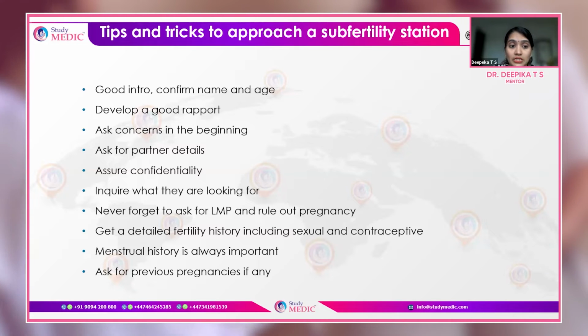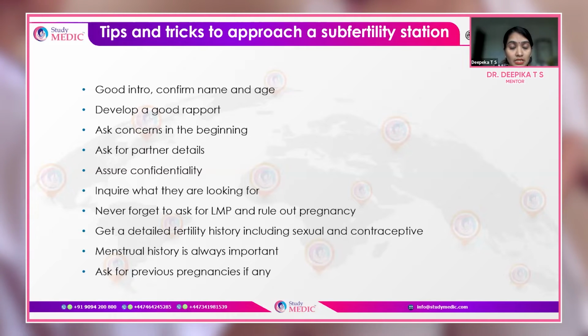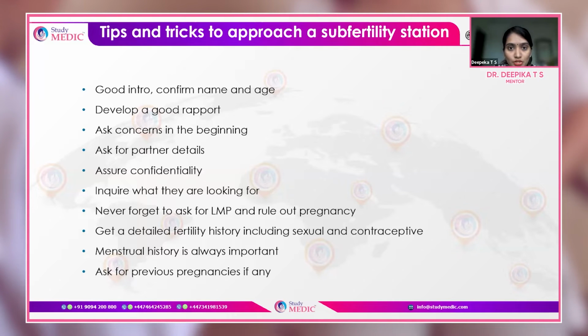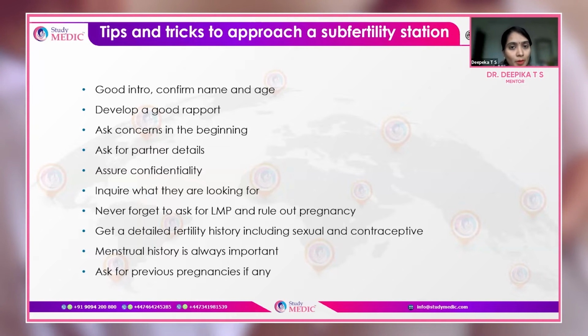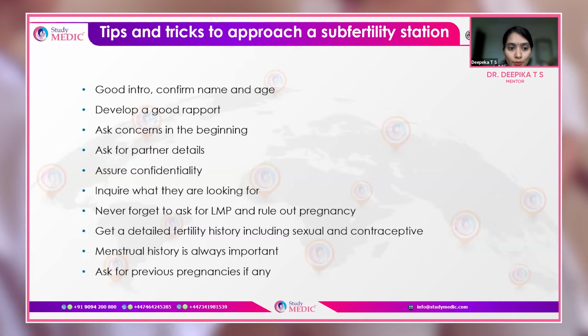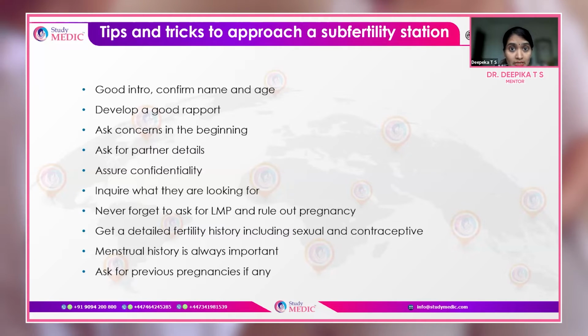Assure confidentiality and ask for patient details. Partner's details: it is always important to ask about the partner. So if the woman's husband's name is Jim, can you tell me about Jim? Why he hasn't come with you? It always breaks the ice, and she will talk about her partner, or whether there are any issues, any worries, any domestic violence. All these will come out.